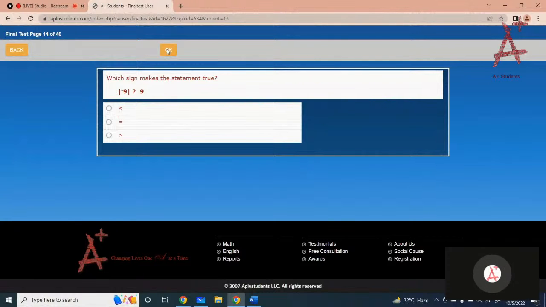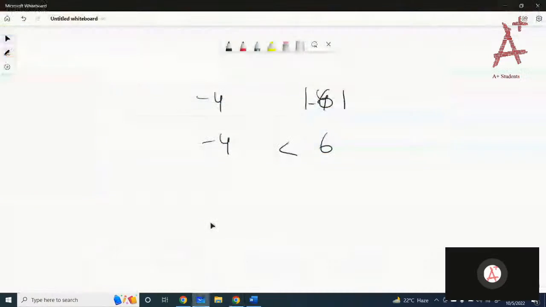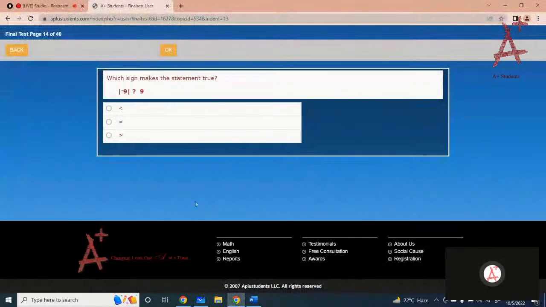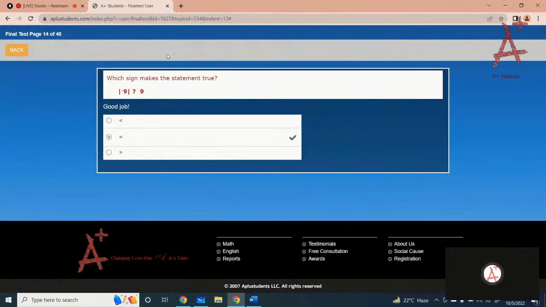Very good. They are equal because the absolute value of negative 9 is 9. So the absolute value of negative numbers is always positive. So when both the numbers are equal, they are equal. Got it? Please keep this very important point in your mind: the absolute values of the numbers are always positive. Got it?